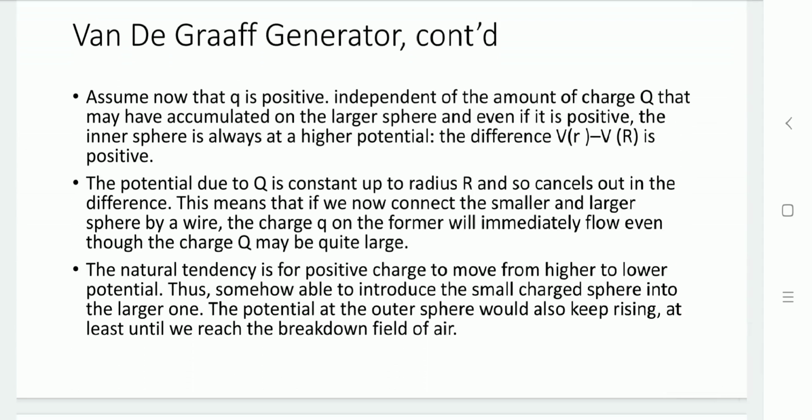Now assume that q is positive. Independent of the amount of charge Q that may have accumulated on the large sphere, and even if it is positive, the inner sphere is always at a higher potential. So the difference V of r minus V of R is positive. The inner sphere is always positive because it has a larger potential. As the radius increases, the potential value reduces. So even though the area is smaller, it is able to store the larger potential, and that's why the potential difference is always positive from the inner to the outer sphere.